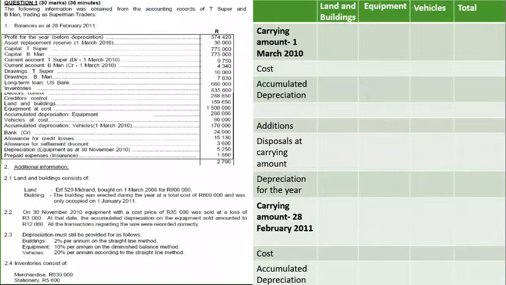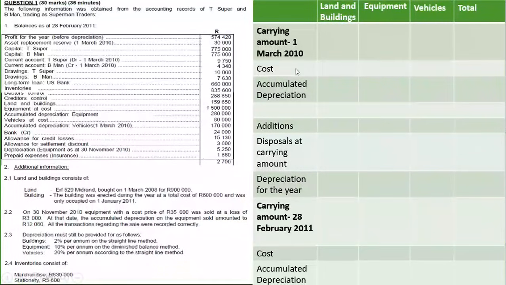Here's the table that we are going to use. We've already drawn the table for the sake of time. I've already identified the assets which are non-current. So we have land and buildings, equipment, vehicles, and then we have total at the end. And how do we begin with the PPE note? We have carrying amount as at 1 March 2010.